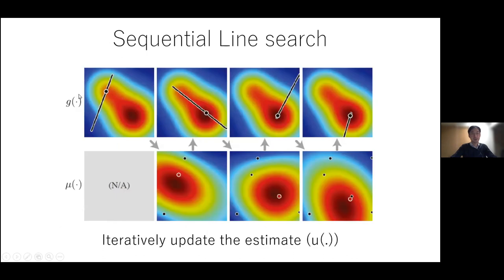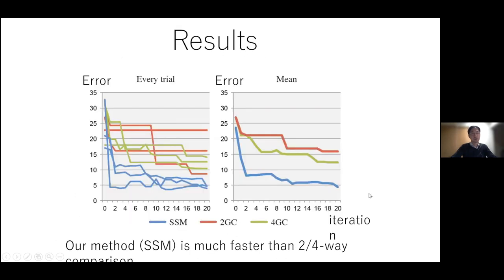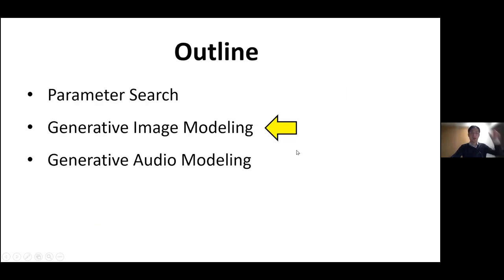Suppose this is a two-dimensional parameter space and the user explores this one-dimensional subspace and picks the best one. Then the system updates the representation, the next one-dimensional subspace is shown, the user picks one, and we repeat this. We ran a simple user study and the result is very good. We compared against two-way comparison and four-way comparison. The horizontal axis is iteration and the vertical axis is error. Our method was much faster than two choice or four choice and so on. Sorry, let me skip the others. Okay, next, we apply the same idea to a generative image model using deep learning.